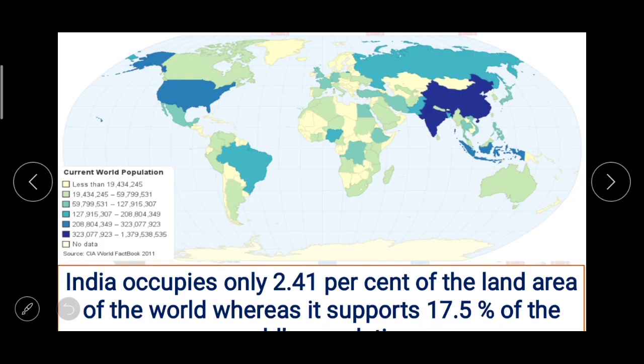India occupies only 2.41% of the land area of the world, whereas it supports 17.5% of the world's population. It means that if we look at the distribution of land across the whole earth, we only occupy 2.41%. But if we talk about the population, we Indians are 17.5%.